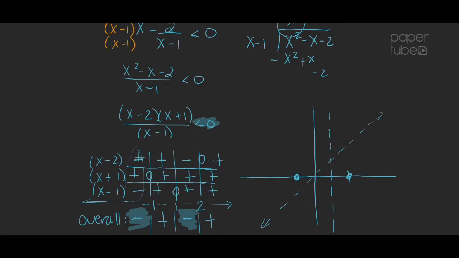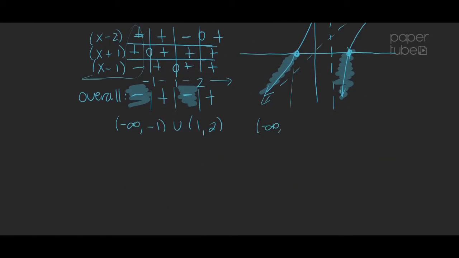Okay, and then I'm just going to go ahead and sketch in the graph. And once again, we're going to look at our graph and check for where it is less than 0. So anything that is below the x-axis. Okay, and the solution set that I get is the same. It's anything to the left of -1 and anything between the asymptote at 1 and the 0 at 2.